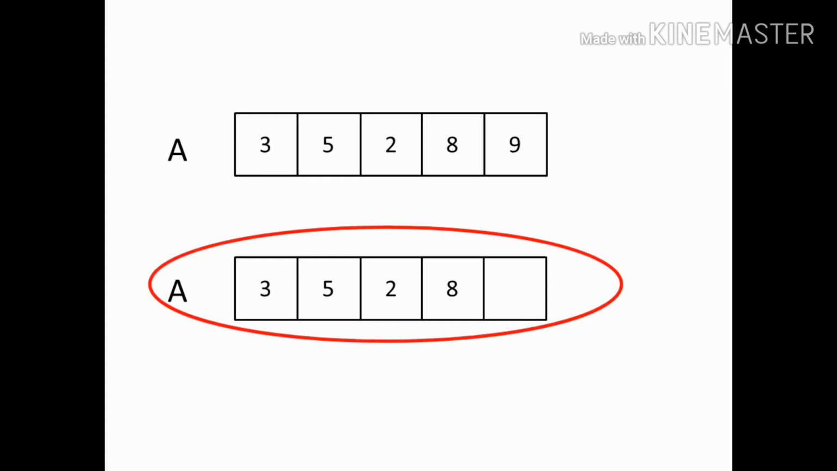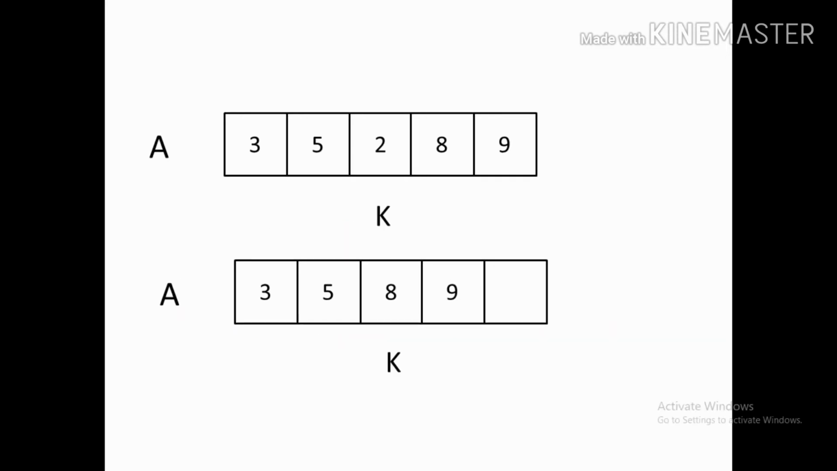If we want to delete the element from the last position, then it's very simple. We can delete the last element directly. If we want to delete 9, then just remove the element from the list. But if we want to delete an element from the k position of the array, where k is less than the upper bound, then what happens?